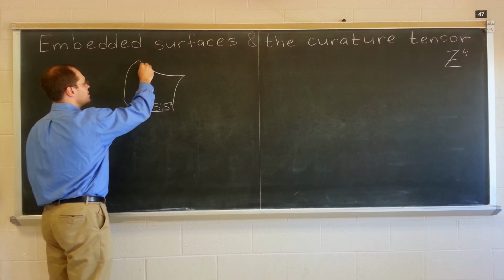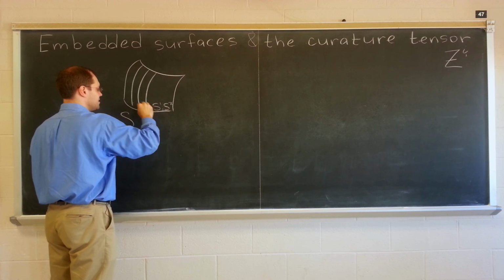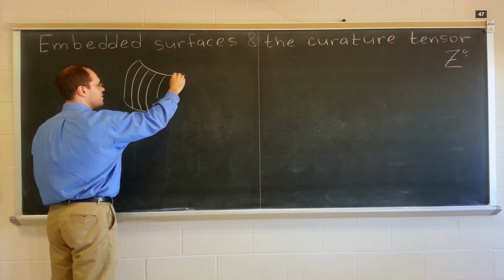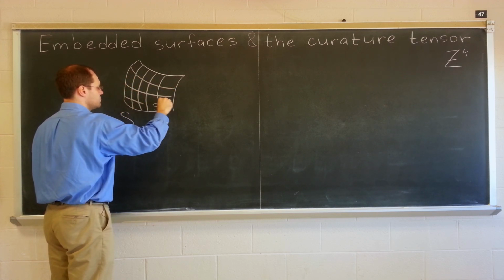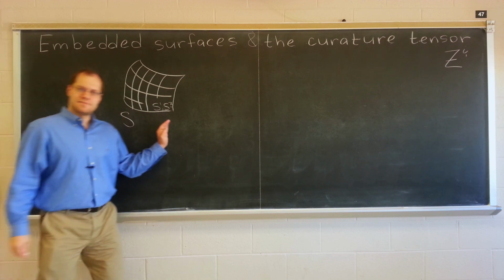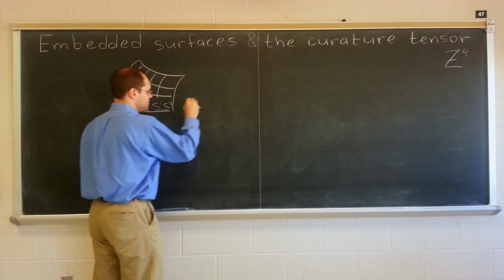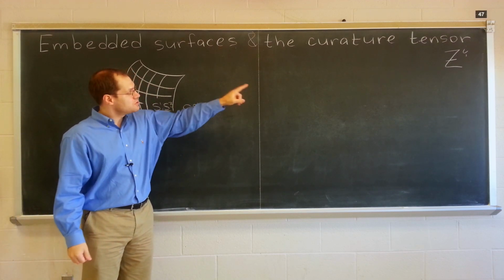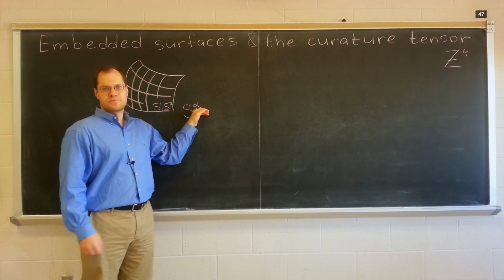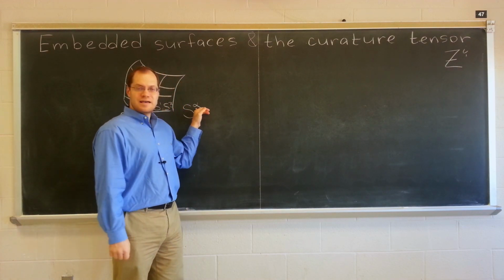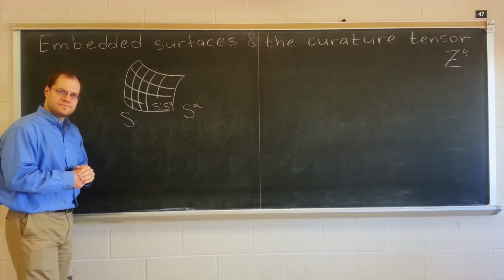So you may imagine coordinate lines may look something like this. These are the lines of constant S^1, and this could be the lines of constant S^2. Okay. Collectively, these coordinates will be referred to as S^alpha, and we'll use Greek letters as opposed to Latin letters to refer to indices that have values 1 and 2. Latin letters have values 1, 2, and 3. So that's the distinction. So now S^alpha.